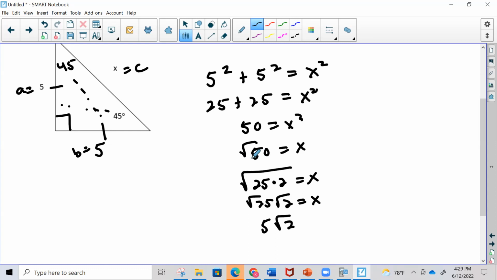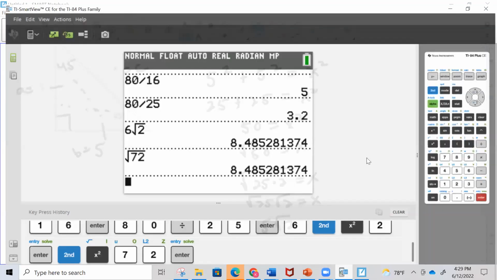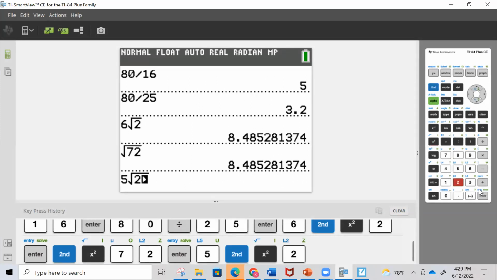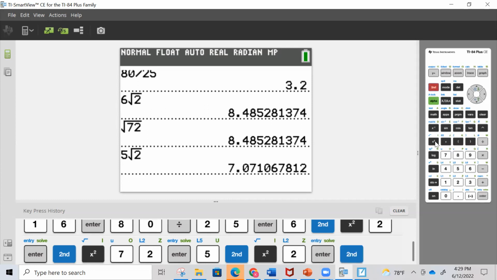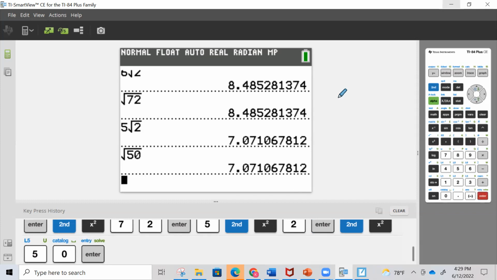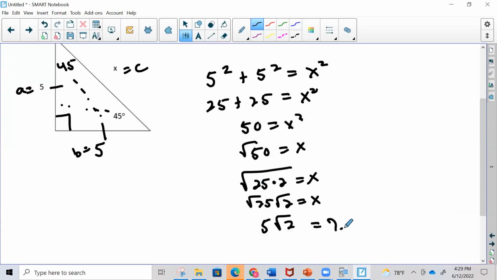And then again, if I take the square root of 50 or 5 the square root of 2 in my calculator, I should get the same answer. And I get 7.071. Okay, so this is the simplest radical form. This is the decimal. Okay, so those are all examples on how to do the Pythagorean theorem.